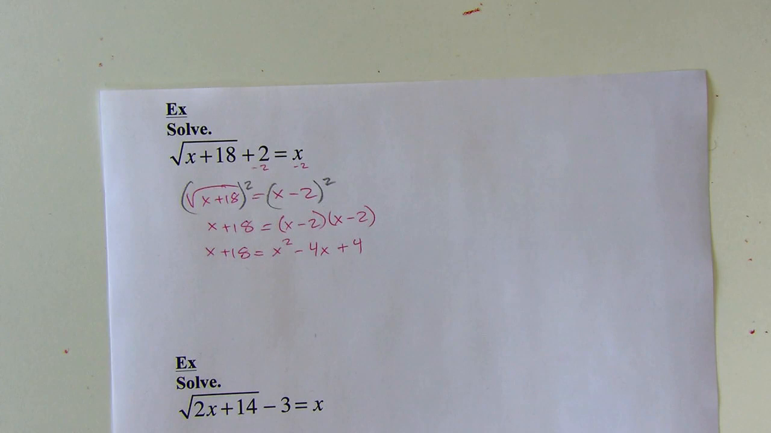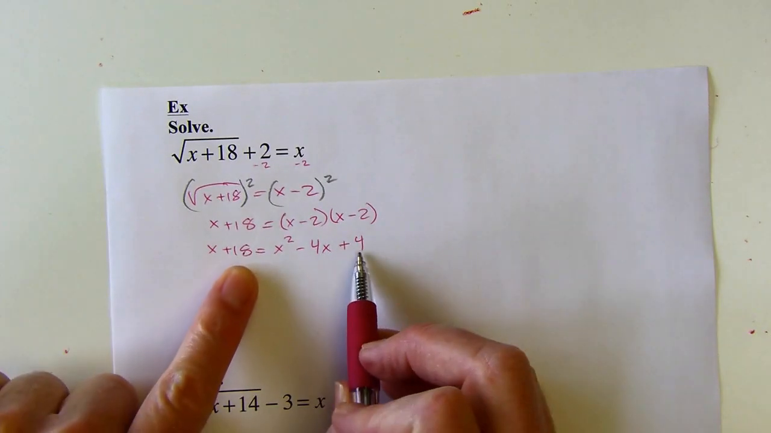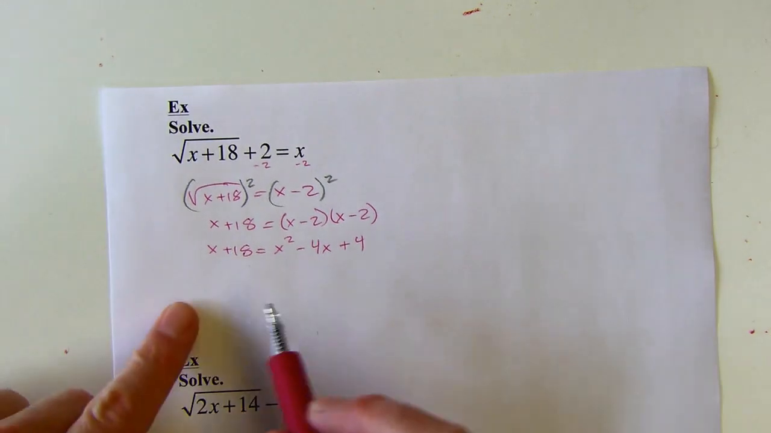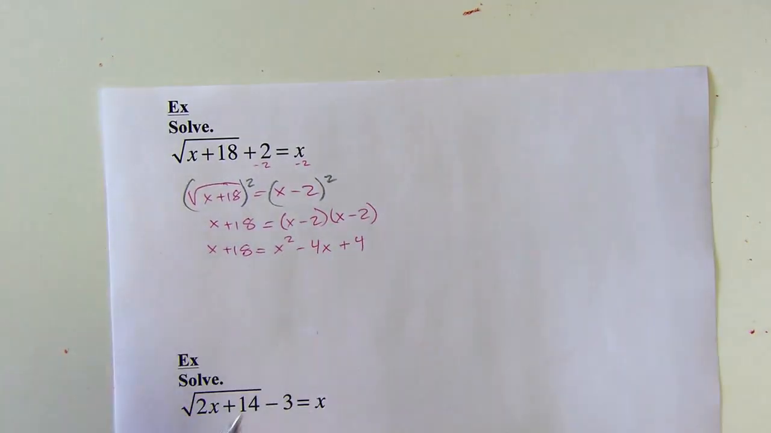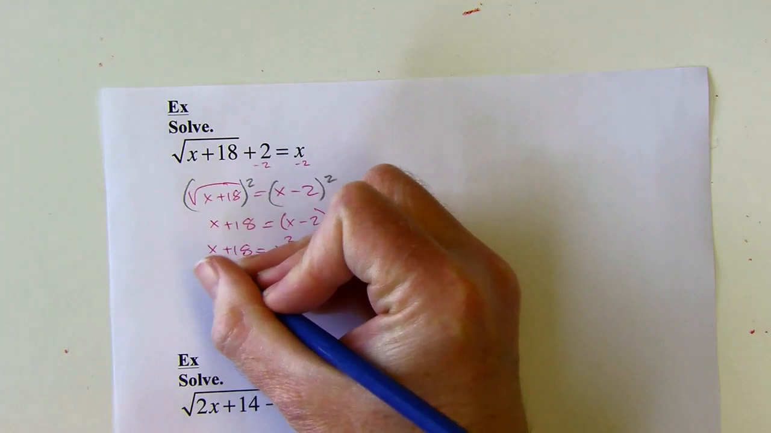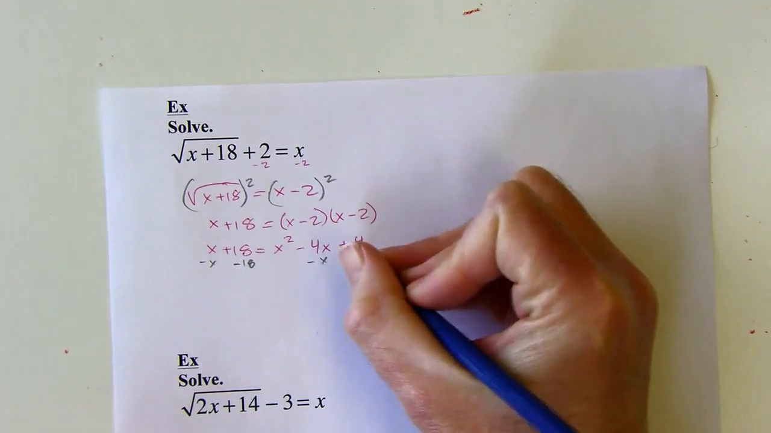Okay, now I want to start cleaning this up. So I do have like terms, right? There's 2 different x terms. There's 2 different constants. So let's combine them. I'm going to move everything over to the right side since I've got more on the right side already. So I'm going to subtract x from both sides. And I'm going to subtract 18 from both sides.